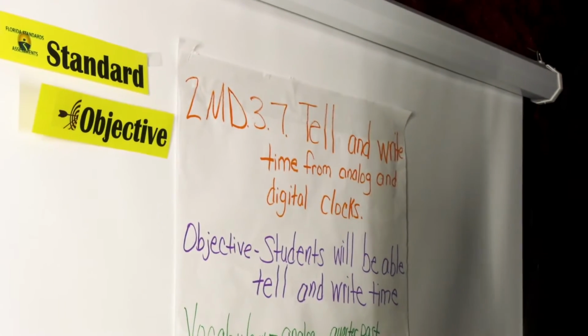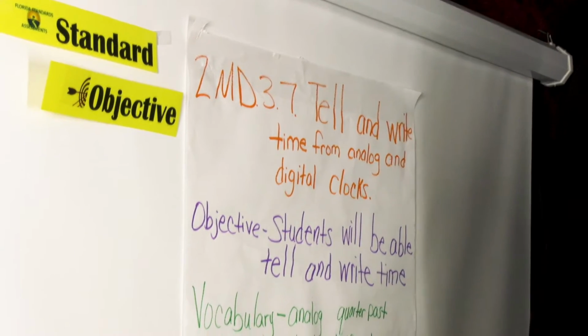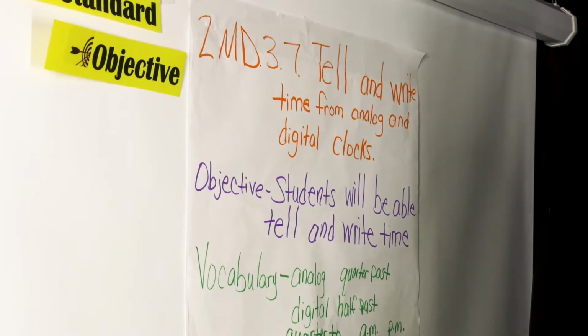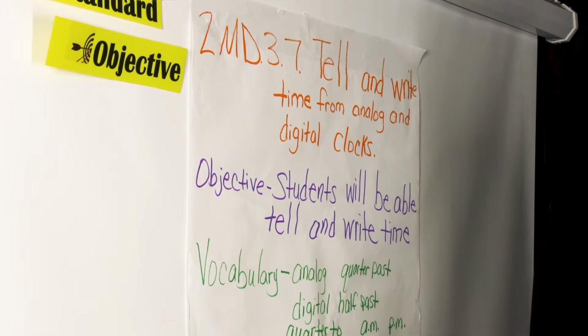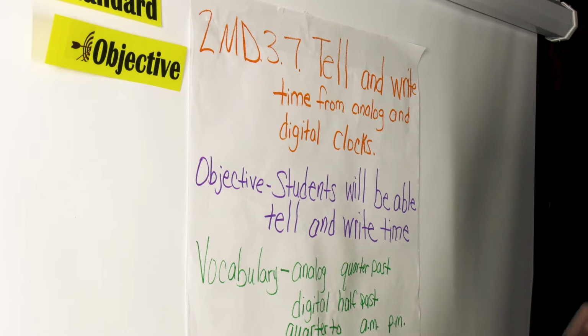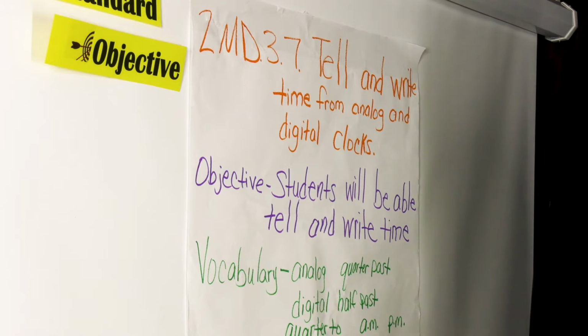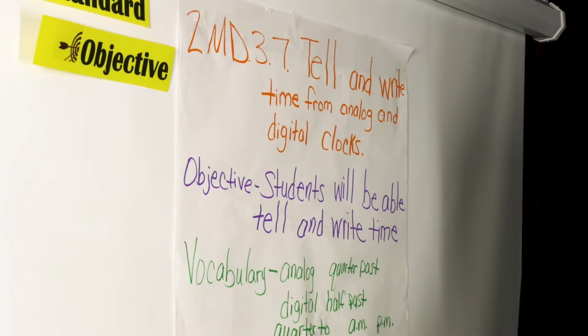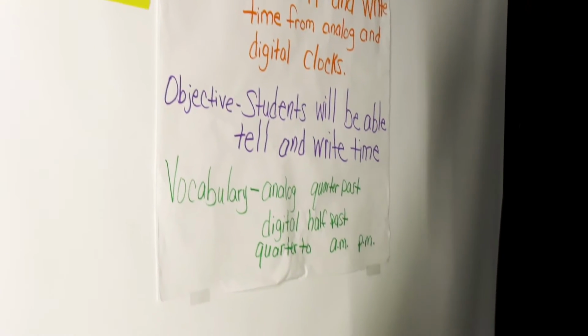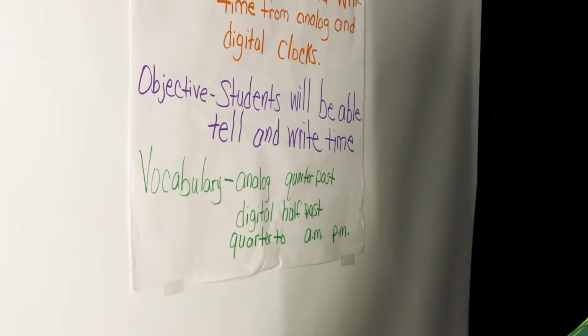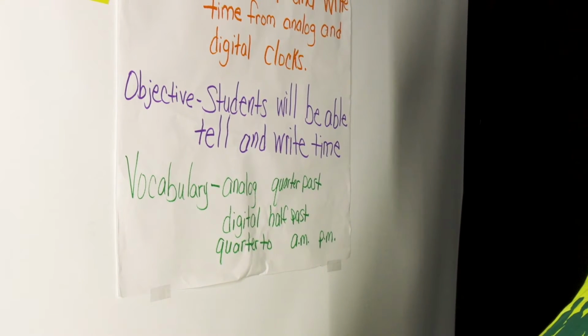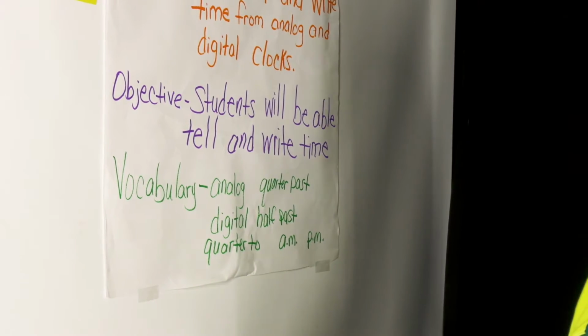We are going to focus on the standard 2.MD.3.7, tell and write time from analog and digital clocks. The objective is that you will be able to tell and write time. The vocabulary words are as follows: analog, quarter past, digital, half past, quarter to, AM, and PM.